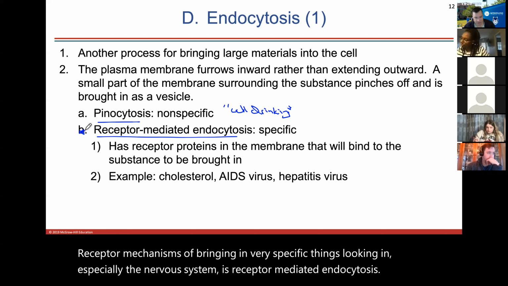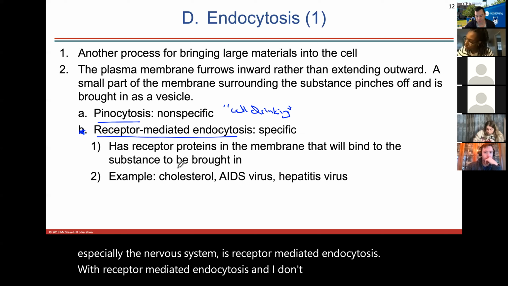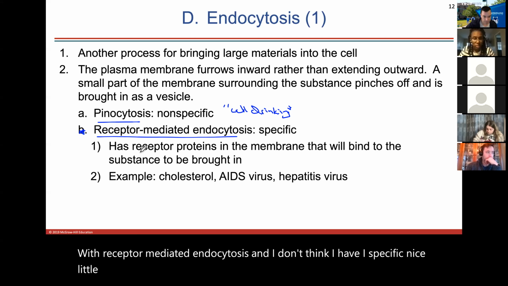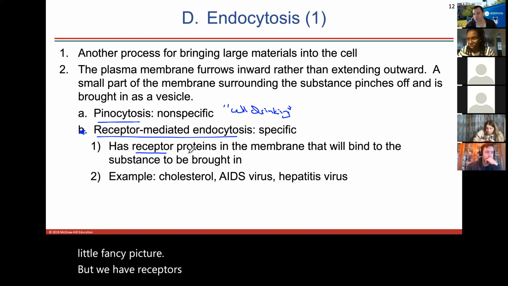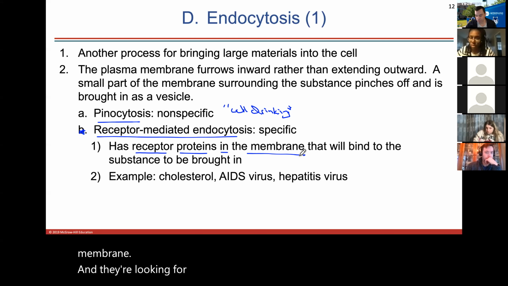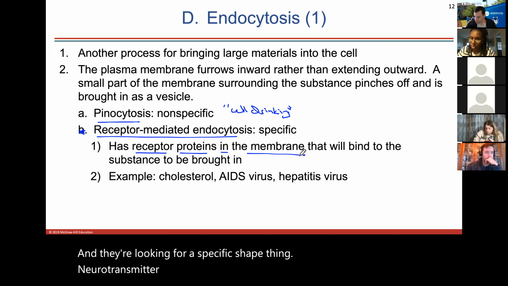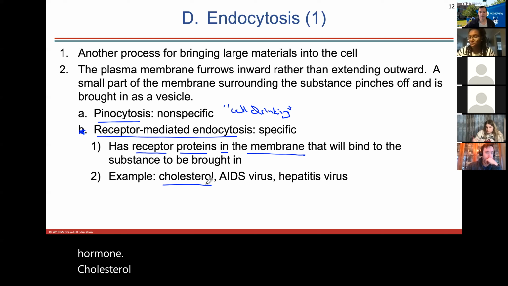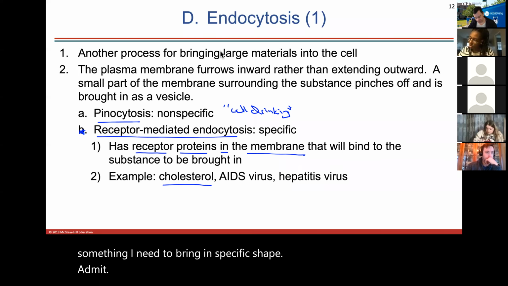With receptor-mediated endocytosis, and I don't think I have a specific nice little fancy picture, but we have receptors that will coat a specific region of the plasma membrane. And they're looking for a specific shaped thing. Neurotransmitter, hormone, cholesterol. Okay. Something I need to bring in. Specific shape, specific binding to the receptor can bring in the specific substance.